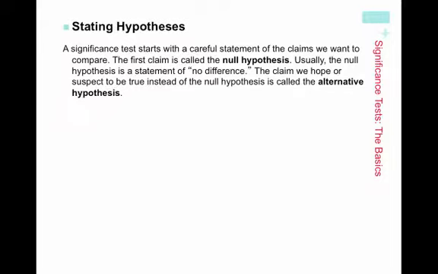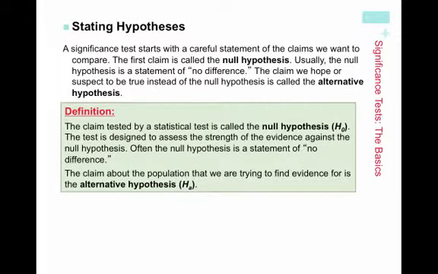Now let's talk about stating hypotheses, because part of this formal process is being able to write down the hypothesis for what's going on. We're going to make two statements, two hypotheses. The first claim is called the null hypothesis. Usually the null hypothesis is what's being claimed. It's something that is of no difference. The claim that we hope or suspect to be true is oftentimes called the alternate hypothesis or alternative hypothesis.